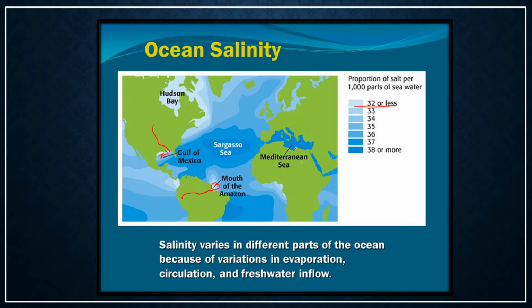Water having high salinity is always denser. Here we can see the Mediterranean Sea having a very high salinity. So, due to high density, the high saline water tends to subside and move below the water of low salinity. That is, water will always move from high salinity towards areas of low salinity.